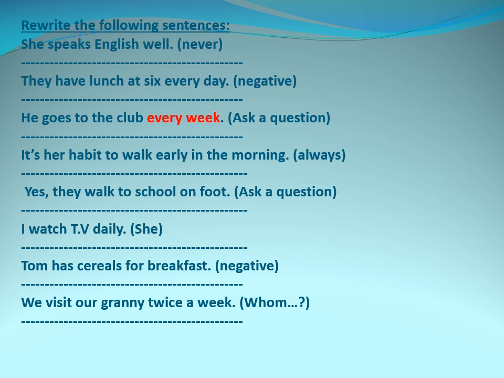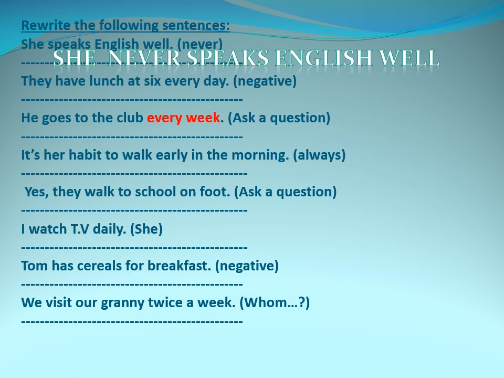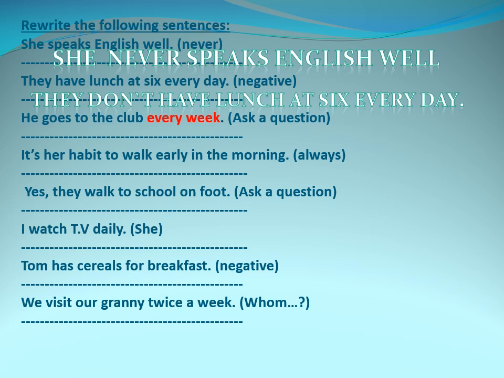So I have to put never here. She never speaks English well. Okay. They have lunch at 6 every day. So I want to change into negative. So negative in the present simple, I put don't or doesn't. I have they, so I'll say they don't have lunch at 6 every day.